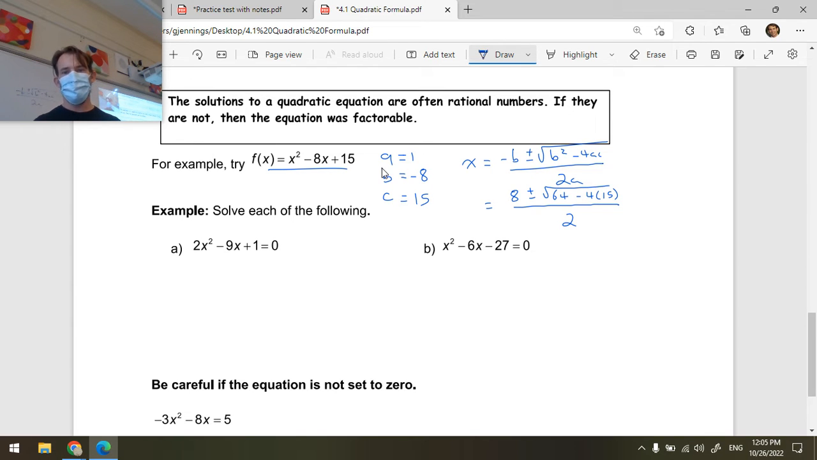Okay, so let's see what happens when we evaluate this. This is equal to 8 plus or minus the square root of 4, over 2.